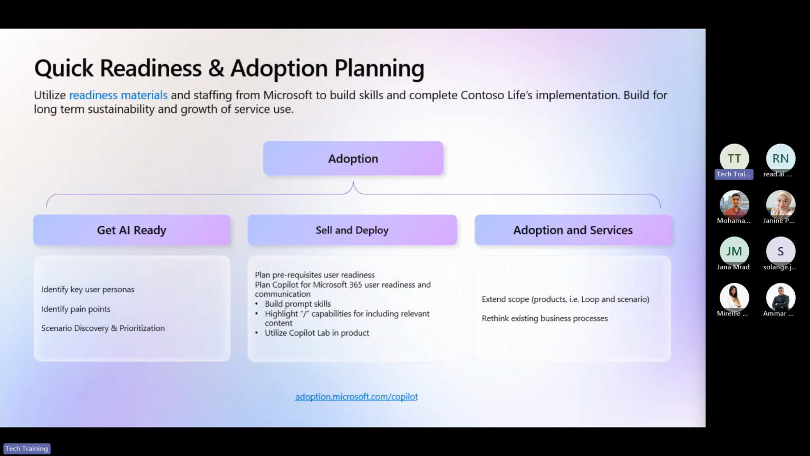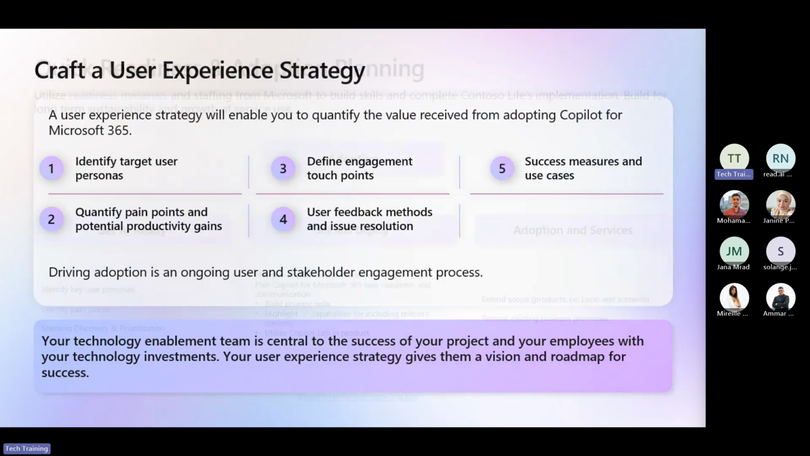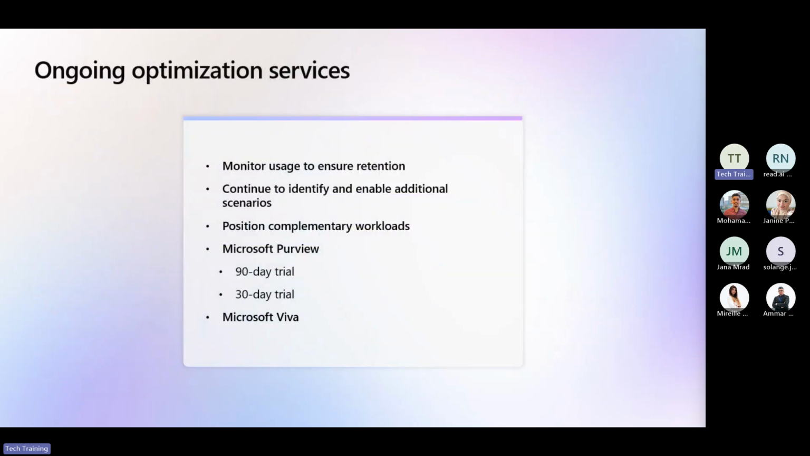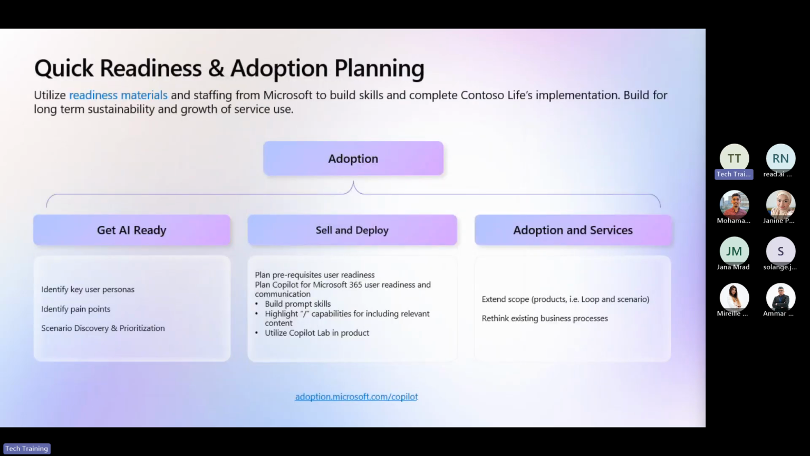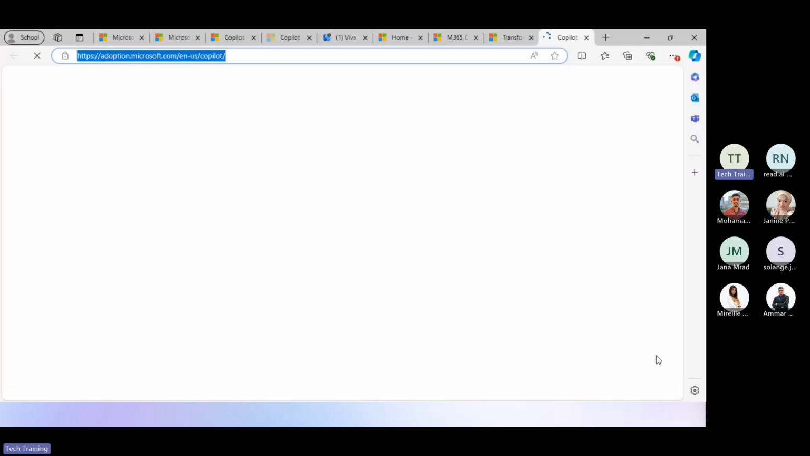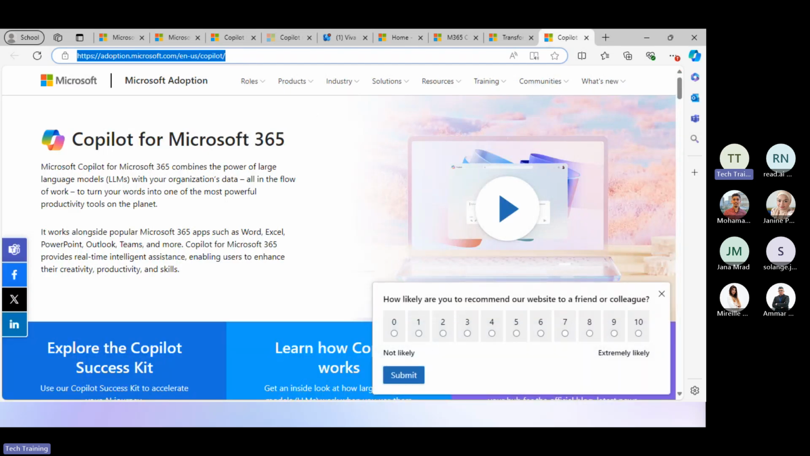Quick readiness and adoption plan. As we know, these are things that we have already spoken about. Let me just give you the link related to that. Sorry, did I miss any link? No, I don't think so. Let me just make sure that you receive all the links. This is the adoption of Microsoft. Of course, as you can see here, let me just paste it before.